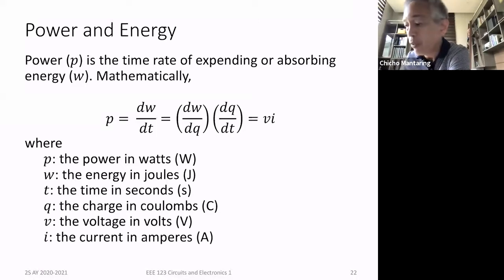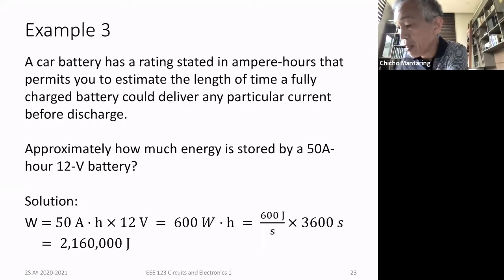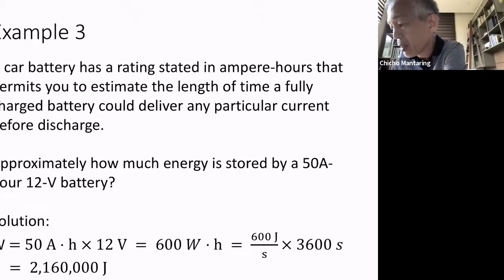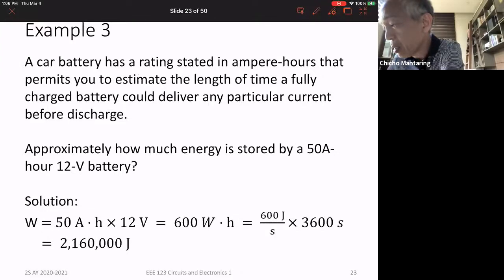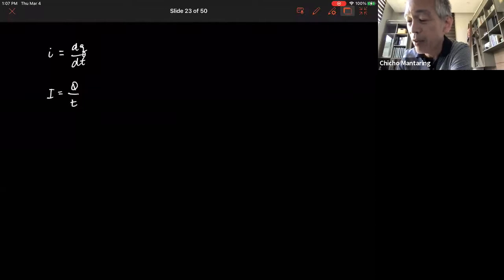Before we continue with the subject matter, there's something that I want to clarify. Last meeting we talked about I, and I said that I is equal to dq/dt. If I is non-time varying, I is equal to q over t. So this is time varying, and this is non-time varying.